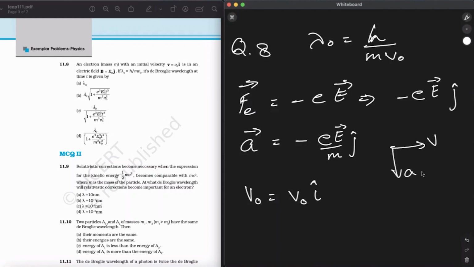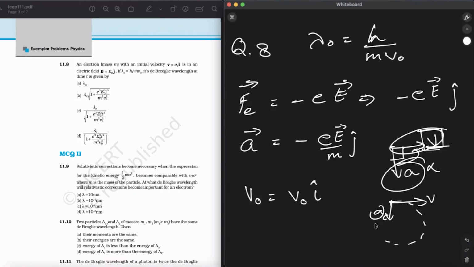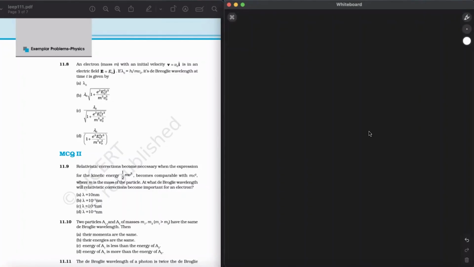As you can see, the velocity is like this and the acceleration is perpendicular to it. The component of velocity will remain constant as there is no force in the direction of propagation of the electron. This angle is 90 degrees, cos 90 is 0, so this acceleration has no effect on this velocity. The magnitude of this velocity remains constant; what changes is the direction. This acts as a centripetal acceleration, so it starts going in a circle, but the magnitude remains unchanged. So in the x direction there is no change.